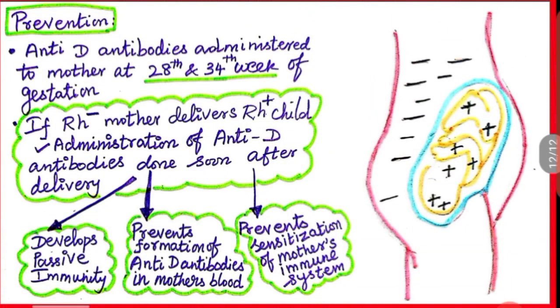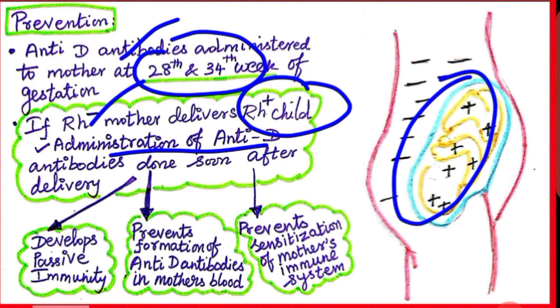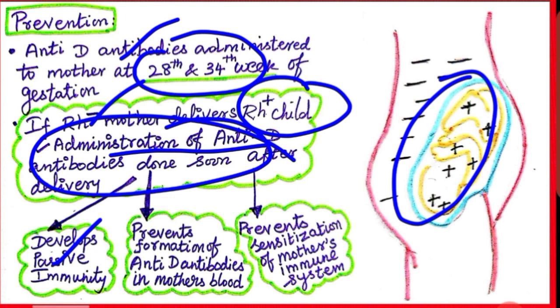How to prevent? Anti-D antibodies are administered to the mother at the 28th or 34th week of gestation. If an Rh negative mother delivers an Rh positive child, the anti-D antibodies are administered soon after the delivery. So it develops passive immunity. It prevents the formation of anti-D antibodies and the sensitization of the mother's immune system. So this ROGAM avoids the mother's sensitivity.